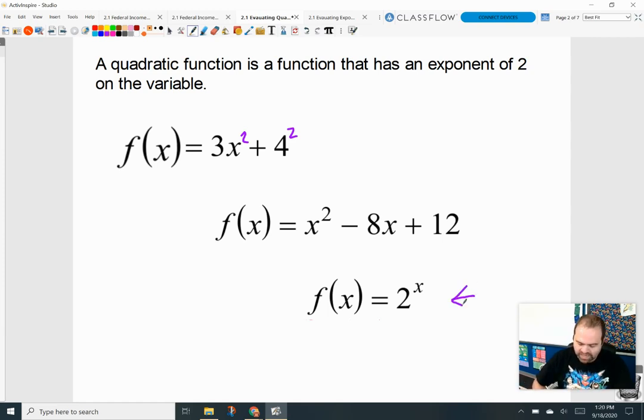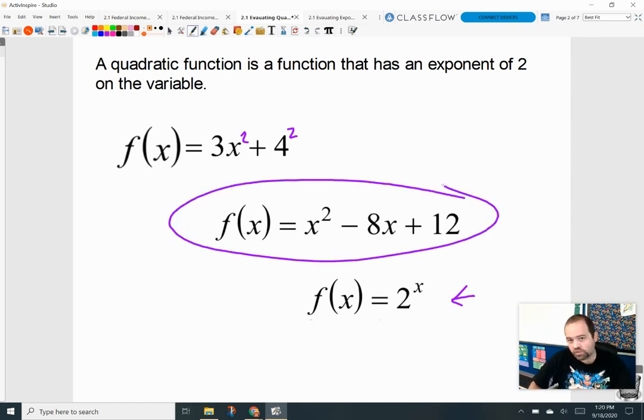And this last one is the exponential function, which we'll talk more about tomorrow, where your variable is the exponent of the function. But what I need you to get out of this right here is that this is a quadratic function. All of the functions we deal with today are going to look like this. They may not have 3 terms, but there's definitely going to be an x squared in it somewhere. You won't see anything bigger than an exponent of 2.